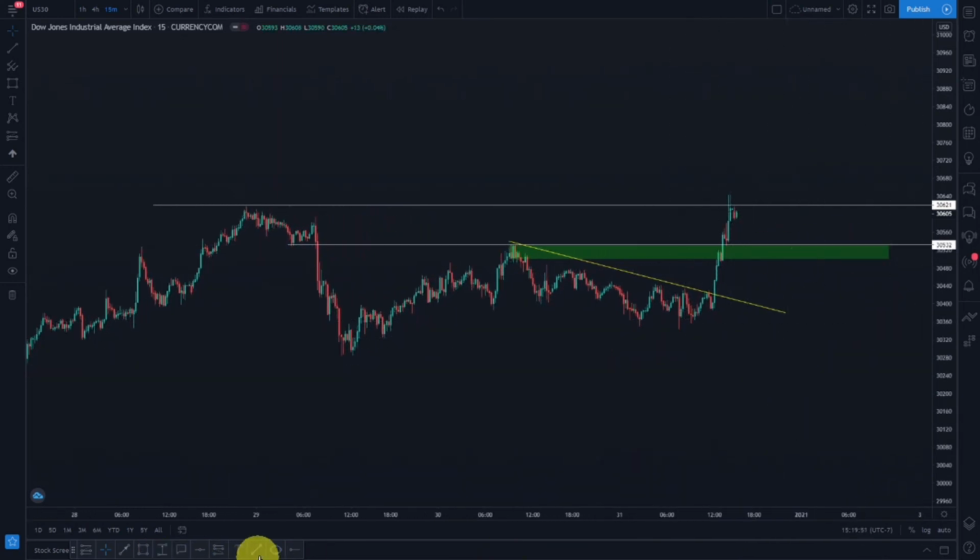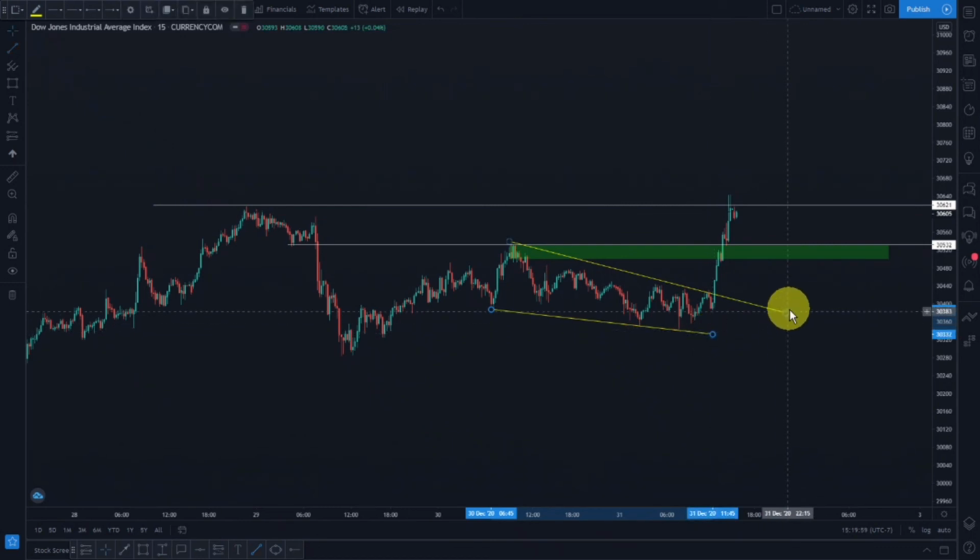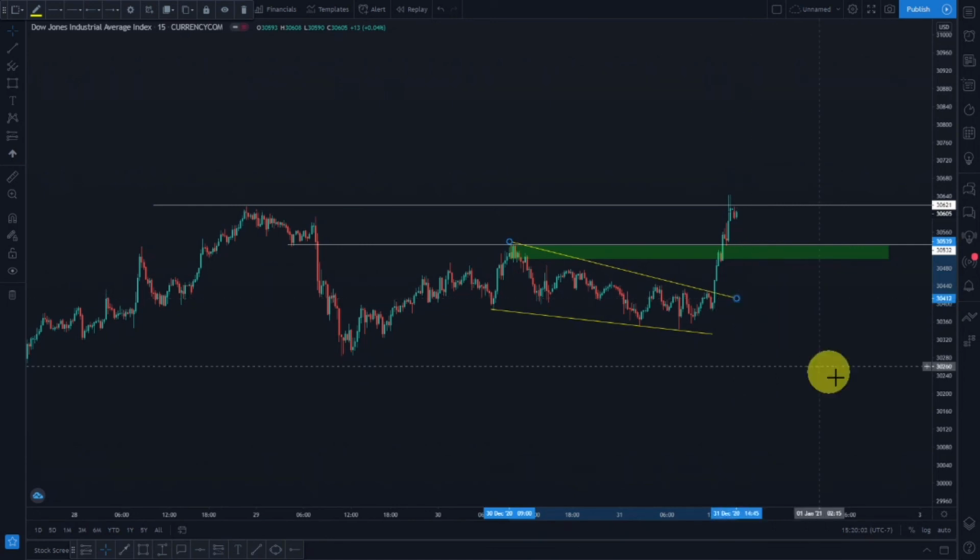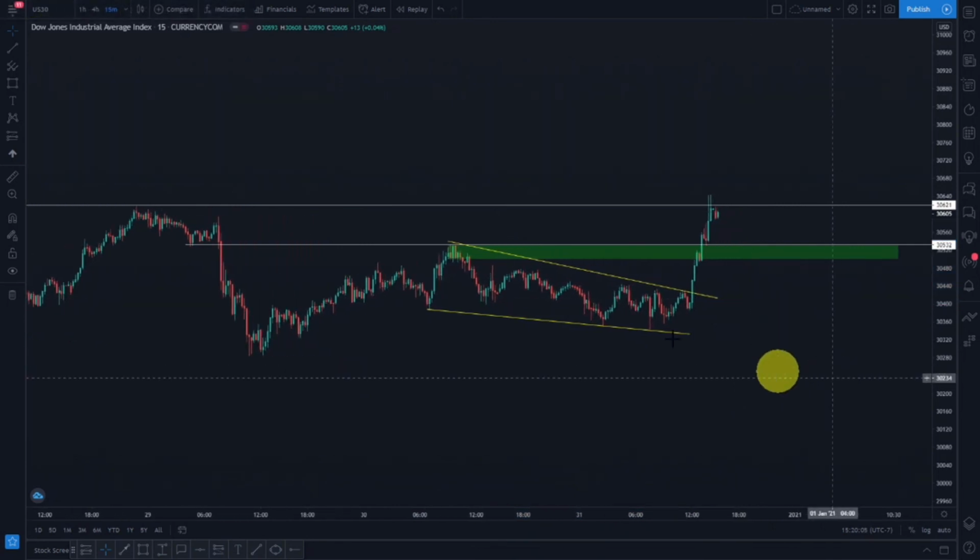Nothing more. It's just that this time frame is a bit clearer. Wow, it broke very nice, guys. It broke very nice and very neat.